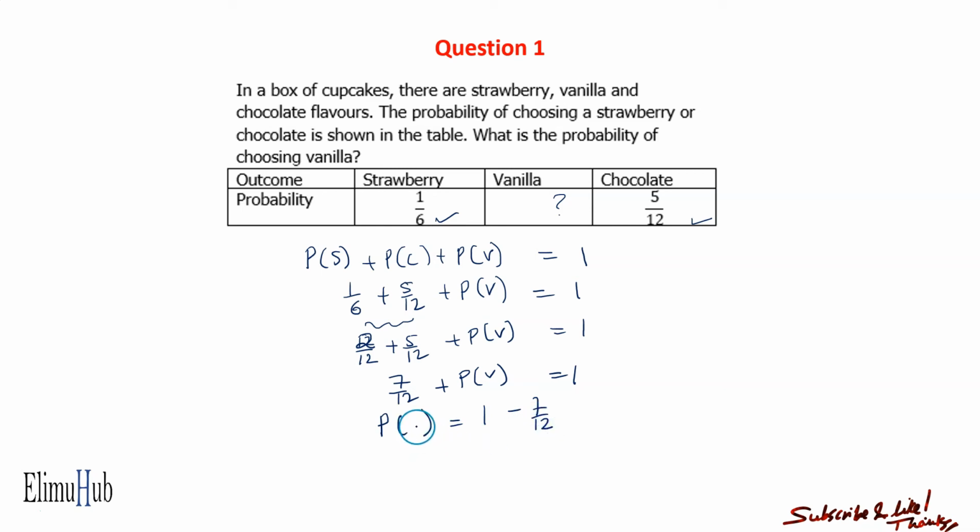And just in case you can't remember your fractions, probability of vanilla flavor equals, well, we need to have the same denominator. This is the same as having 1 over 1, so that's 12 out of 12 minus 7 out of 12, which will give you 5 out of 12. So probability of choosing a vanilla flavor is 5 out of 12.